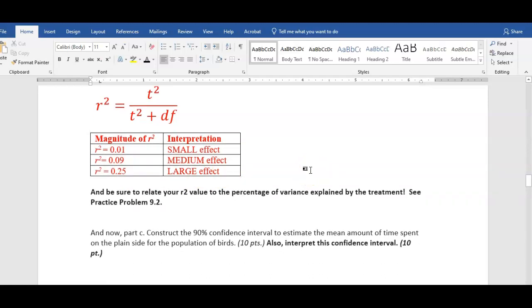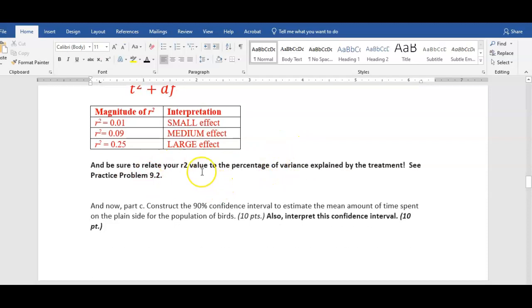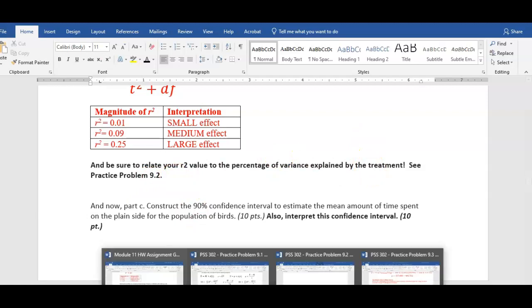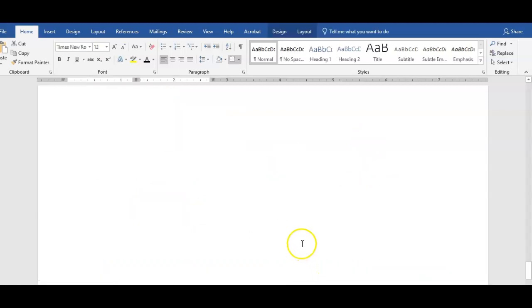Like if it's 0.21, is that large or medium? It's medium. If it's 0.05, it's not yet medium, so it would be a small effect. Also, when you're interpreting R squared, make sure you're relating that value to the percentage of variance explained by the treatment. And we can look at practice problem 9.2 to see what I mean with that.